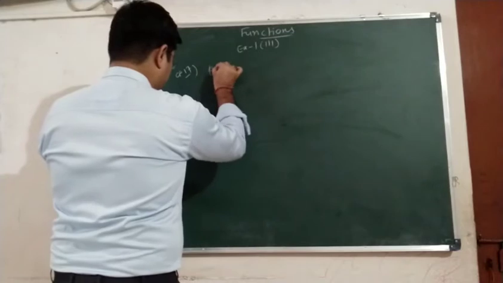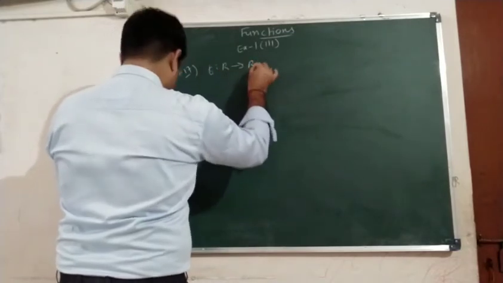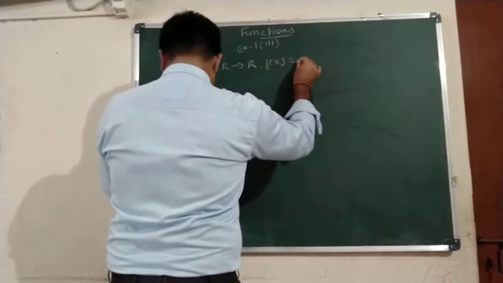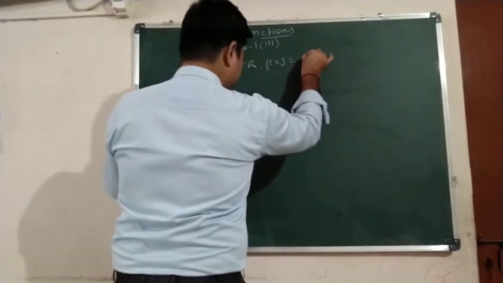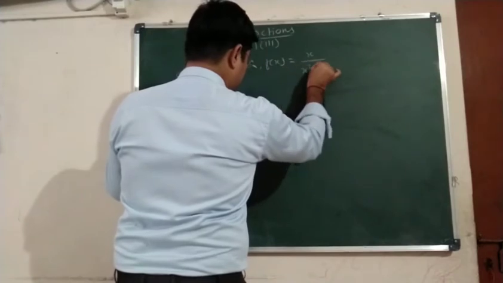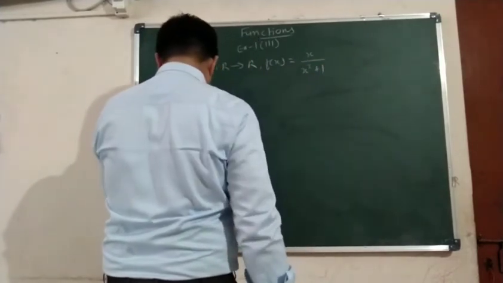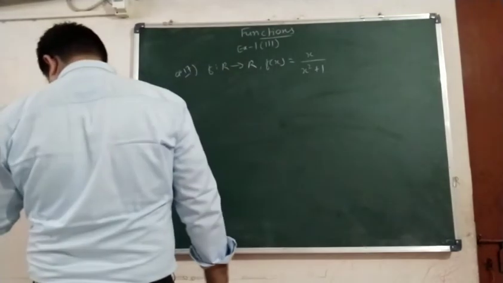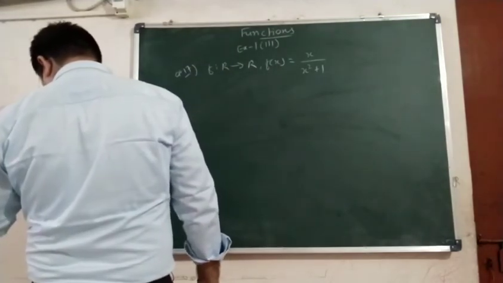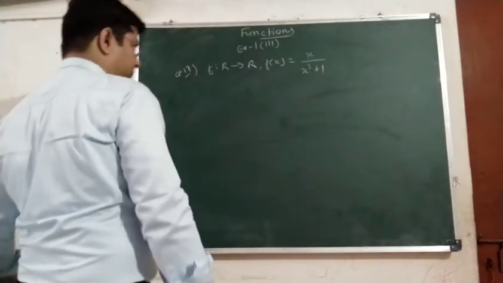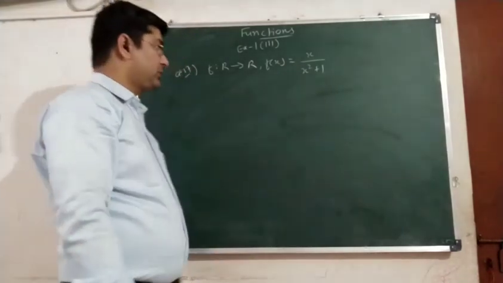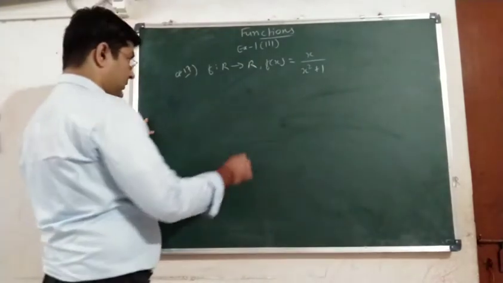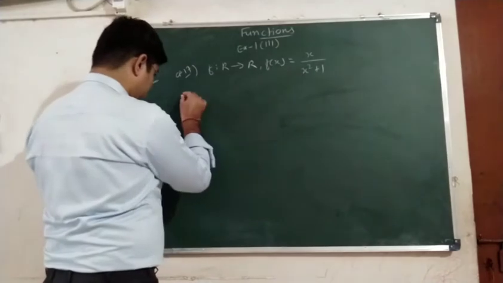Question number 17 is like this. A function f from R to R defined by the formula f of x is equal to x upon x square plus 1 is given, and you have to show that this function is neither one-one nor onto. So let us show this. First we will check the one-one-ness, or injectivity.